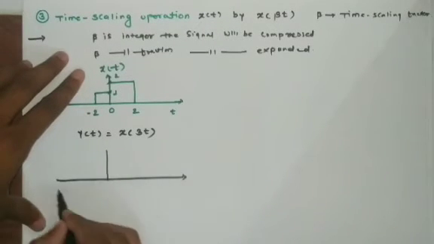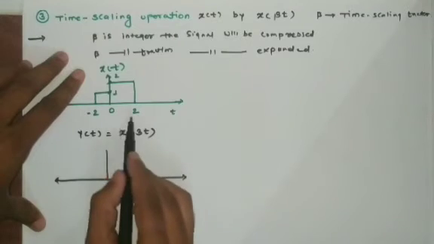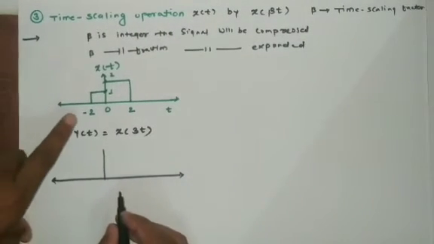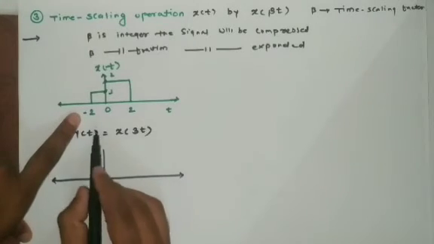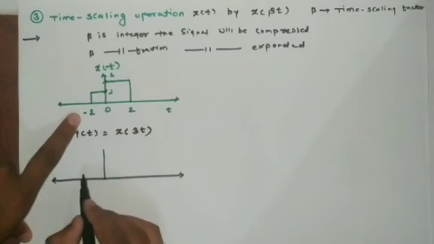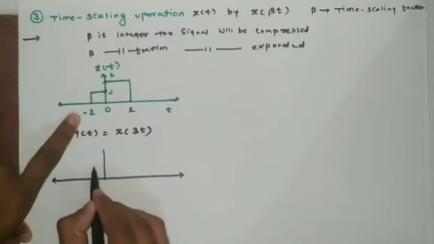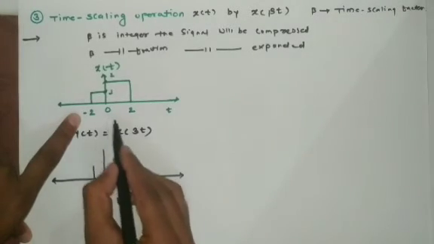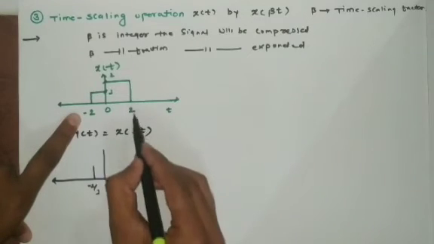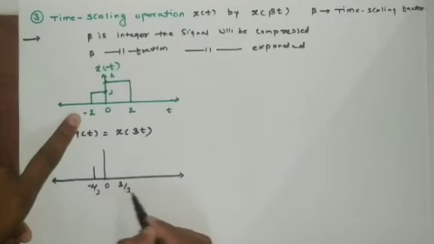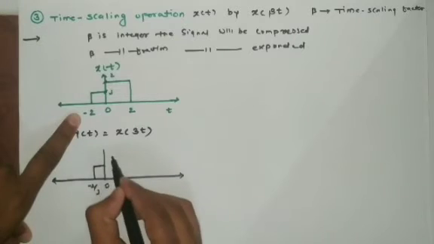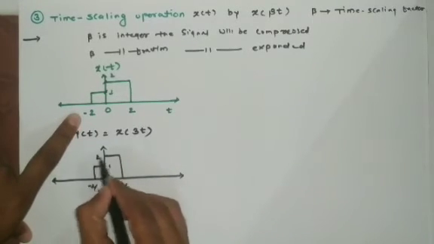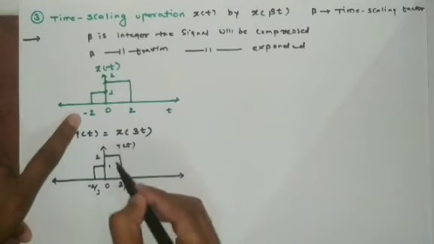Now whenever it is time scaled by a factor of 3, we have to do only one thing: just divide the input signal time period parameters by the given beta factor. Here it is minus 2, so we simply divide minus 2 by 3 and we get minus 2 by 3. Next, 0 by anything is 0. This is 2 by 3. And the amplitude again remains the same. Here this is 1, this is 2, and this is our output signal.